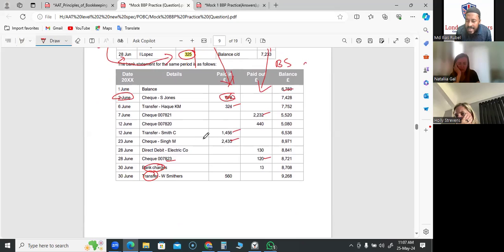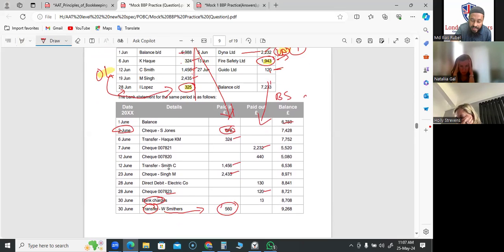But there are some unticked items in the bank statement. So number one is this 560, a transfer from W. Smithers. When someone transferred us money into the bank, but we didn't know unless we received the bank statement. So you need to write it into the cash book debit side. That's how we update it.